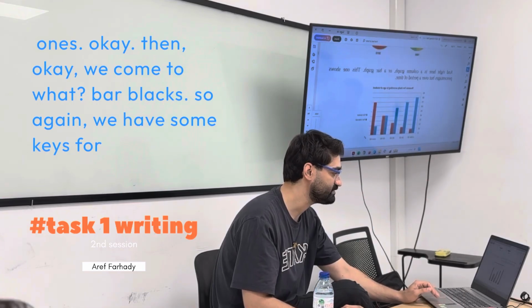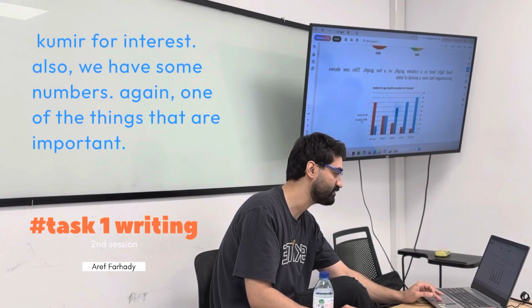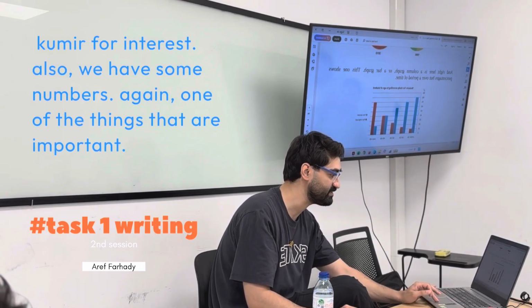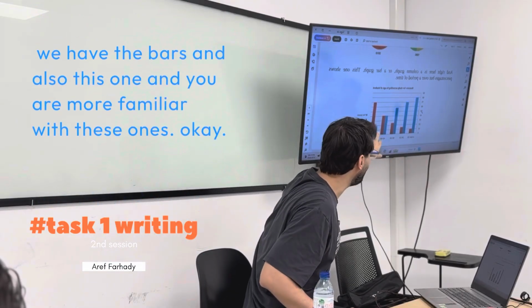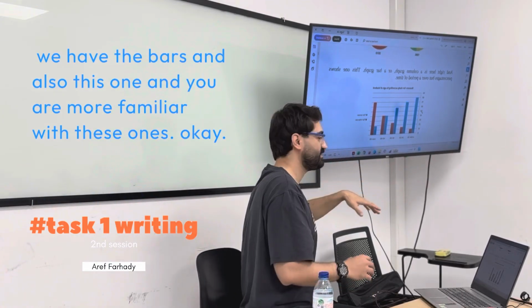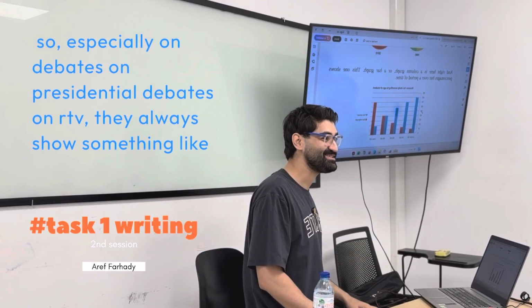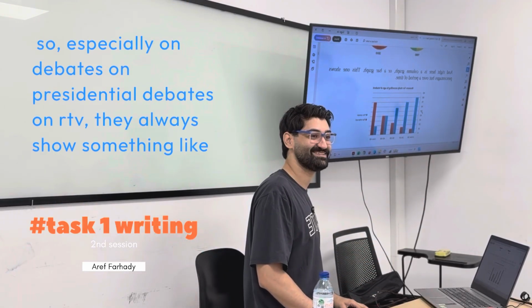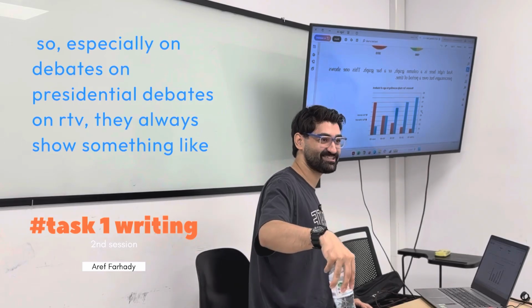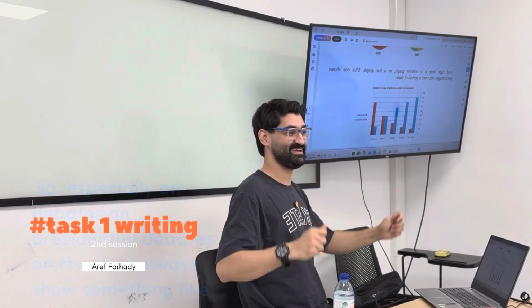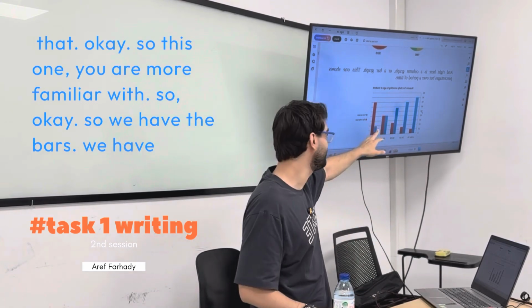Okay, we come to bar graphs. Again, we have some keys for career, for interest, and also some numbers. Again, what are the important things? We have the bars, and you're more familiar with these, especially from debates, presidential debates on TV. They always show something like that. So this one you're more familiar with.